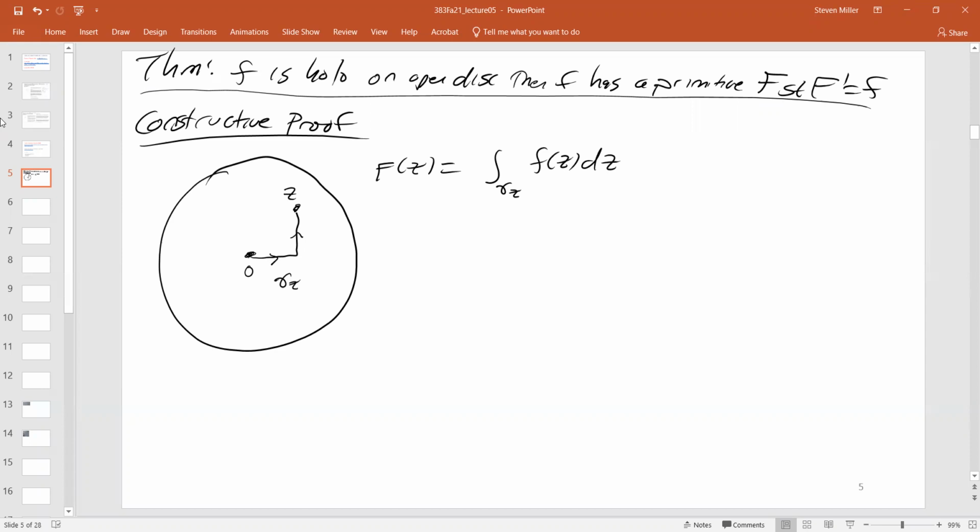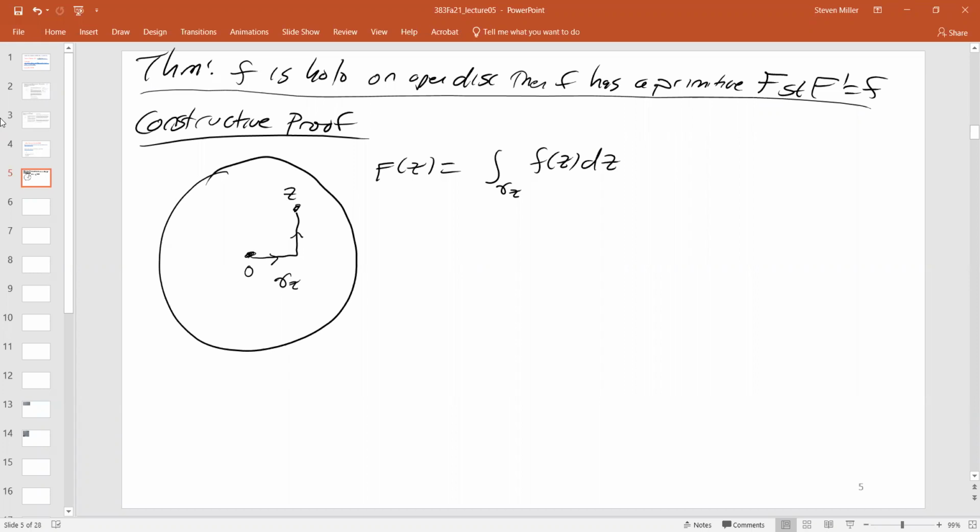Could I choose another path to get there? Absolutely, right? There's lots of different paths I could take. We would love to know that it doesn't matter what path we take. And in fact, we expect that is true. What theorem are we hoping to prove later today? Well, no, we want to prove Cauchy's theorem, that it doesn't matter what path you take.